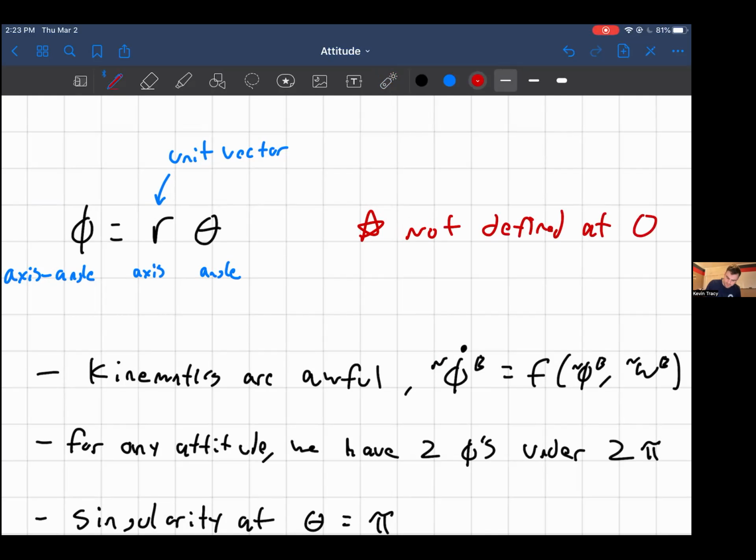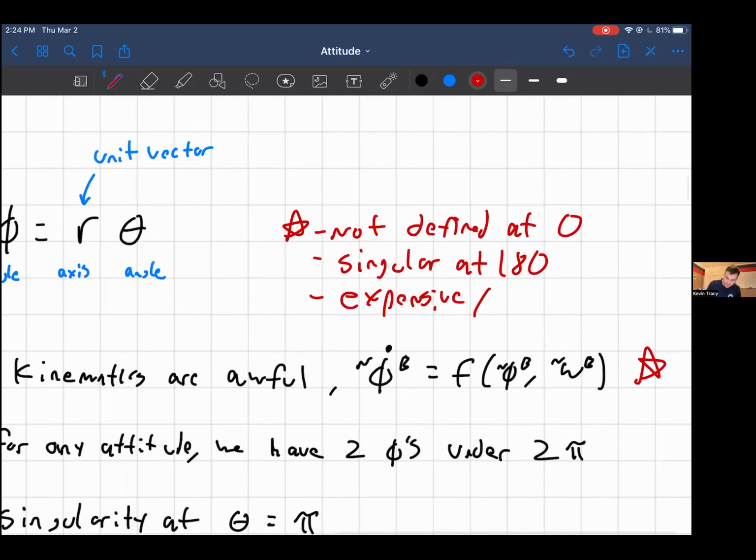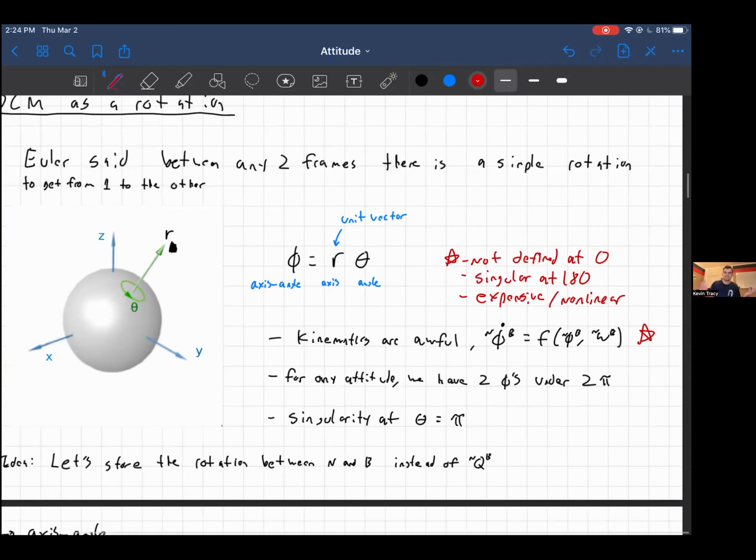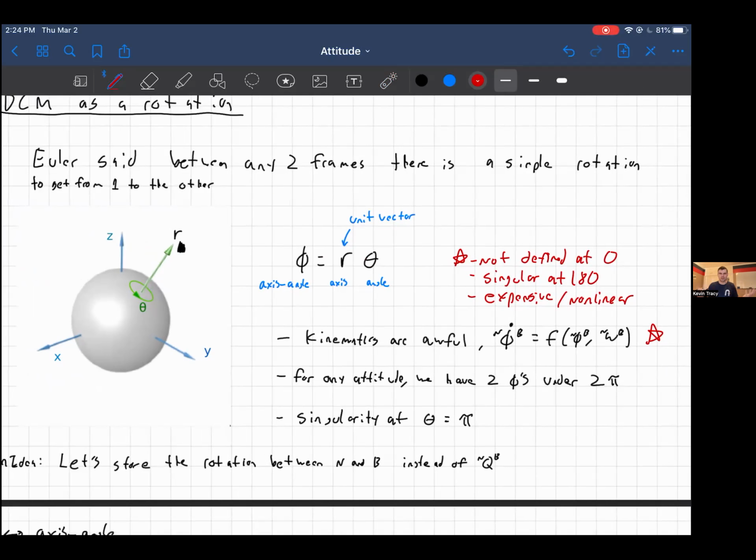So when I say that the kinematics are awful, I'm going to say that they're not defined at 0, and singular at 180. So as this angle reaches 180 degrees, your kinematics will blow up and you'll start dividing by 0. And it's also pretty expensive and nonlinear. So the axis angle representation is great for a short description, but it's really not the right decision to make if you have to do any sort of simulation. Does that answer your question, Stephen?